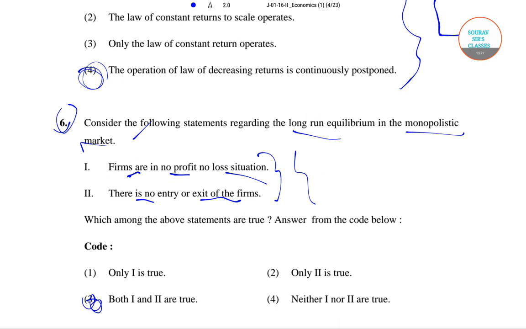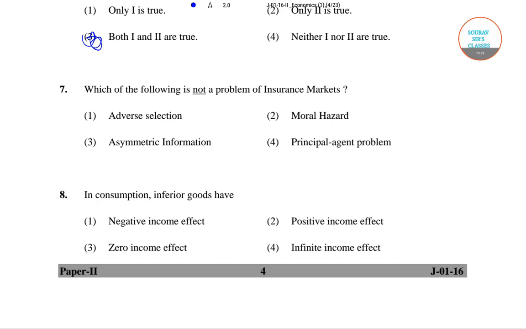Now we'll go straight to the next question, which is question number 7. In question number 7, it is given: which of the following is not a problem of the insurance market? We have already solved this question in this video. So take your time to opt for the right answer. So I hope you guys have opted the right answer, out of which this doesn't seem to be compatible with the problem of the insurance market. So for 7, the right answer is option 4.